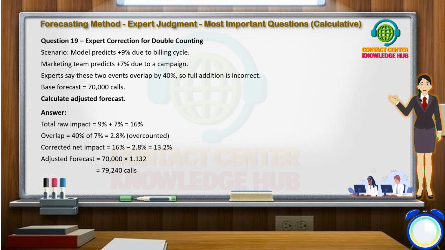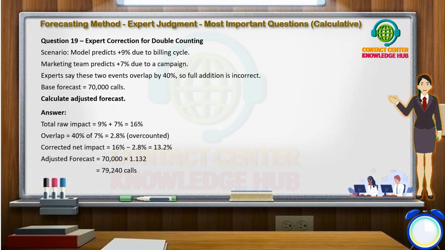Step 4. Apply the corrected impact to the base forecast. Adjusted forecast is equal to 70,000 times 1 plus 0.132. That becomes 70,000 times 1.132. Now multiply 70,000 times 1.132 equals 79,240. Final answer. The expert judgment forecast is 79,240 calls.